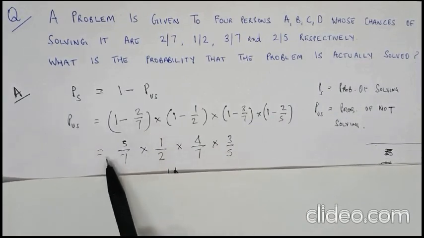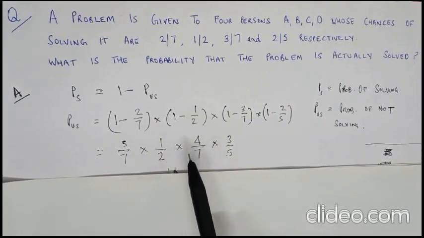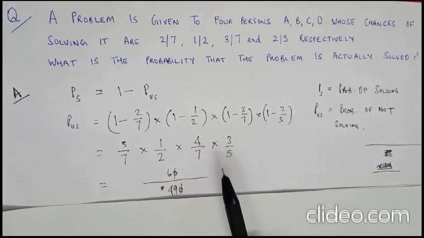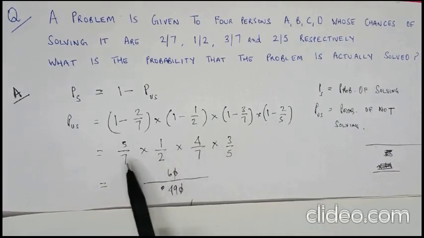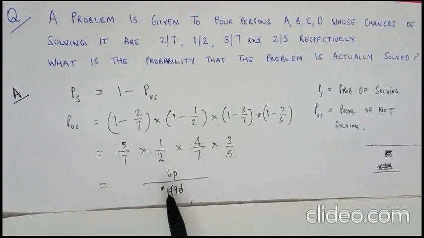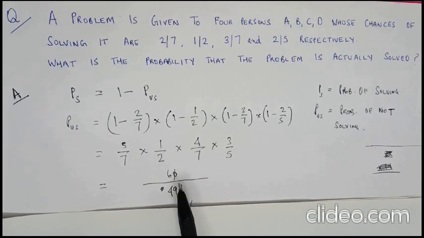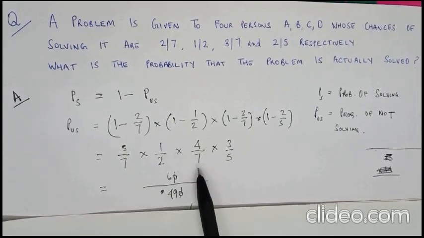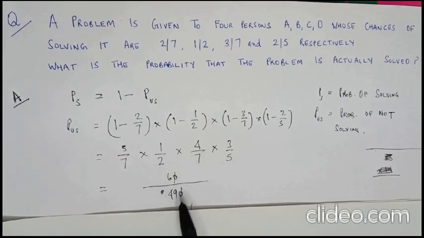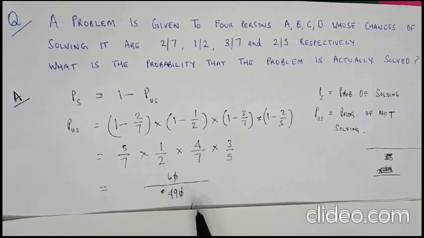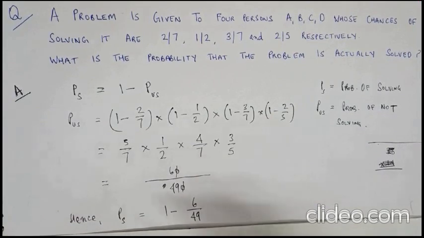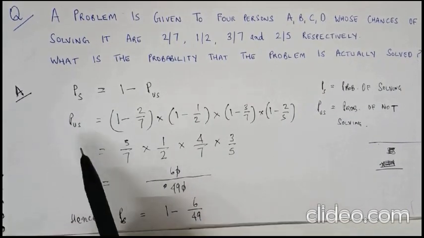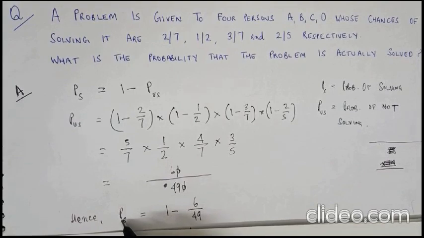So from here we get this is equal to 5 by 7 into 1 by 2 into 4 by 7 into 3 by 5. We multiply these together. I mean, we can even have this cancelled and have it done that way, but I just prefer to do it in a longer fashion. So 5 into 4 into 3 is equal to 60. 7 into 7 equals 49 into 2 into 5. So that is equal to 490. Cut off the 0 and 0. So the PUS is equal to 6 by 49.